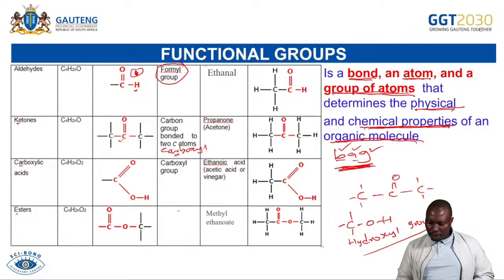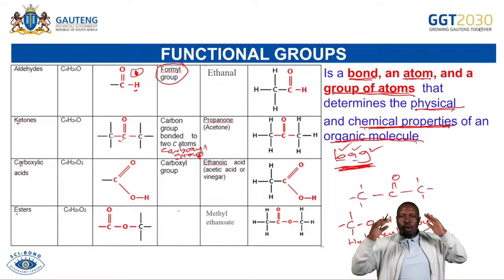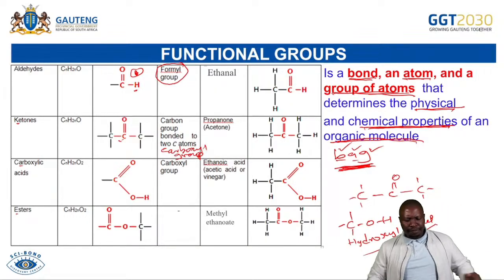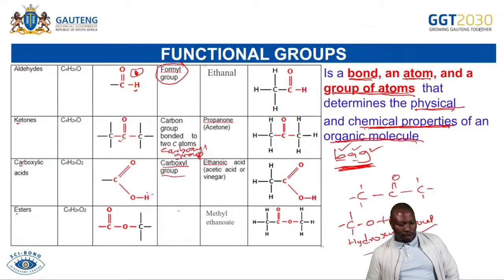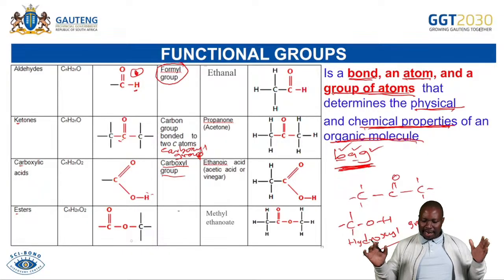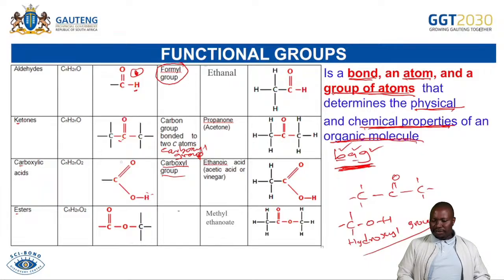So a carbonyl group is for ketones. It must be a C double bond O with 2 carbons on either side of it. Now, when you have a C double bond O and an OH, then you know you're talking about a carboxyl group, because that is for carboxylic acid. When you have a C double bond O and an oxygen surrounded by carbons, remember the difference with ketones?